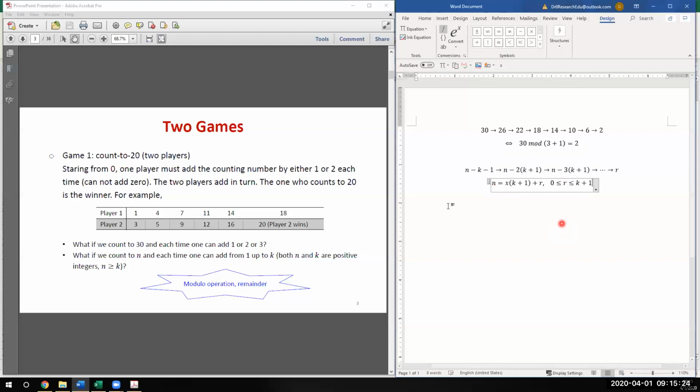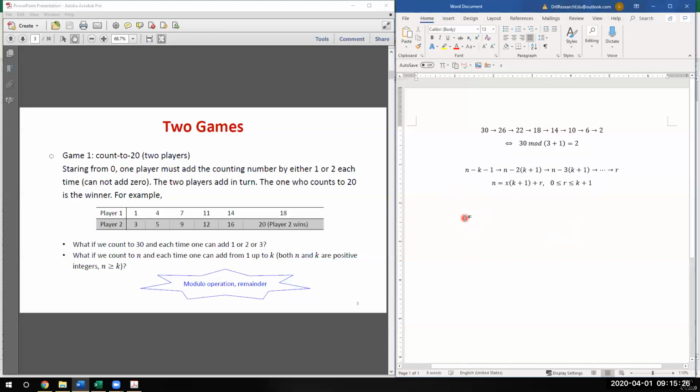Okay, now the trick is what? The trick is that if this r number is any number between 1 to k, then the one who counts first will be the winner because I can immediately get this r. However, if r is 0, then what's gonna happen? Then the second player will win.